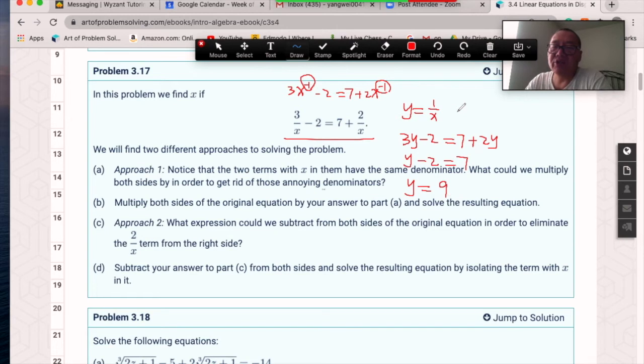After you get y equals 9, you plug back to here. You get 1 over x equals 9. So what is x? From here, you can get x equals 1 over 9. Right? When x equals 1 over 9, 1 divided by 1 over 9 equals 9. So this one will be the answer.